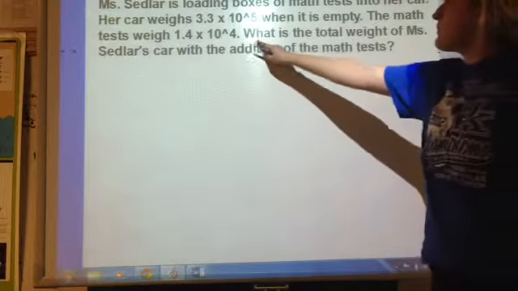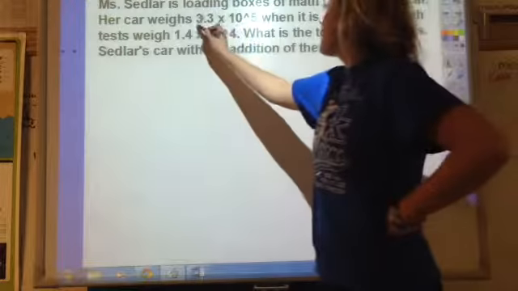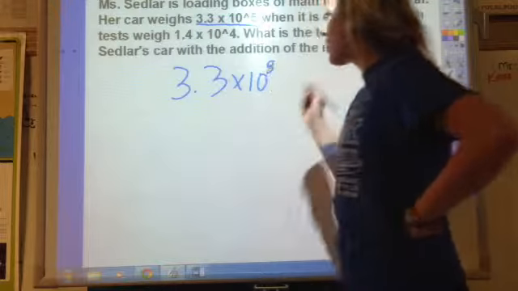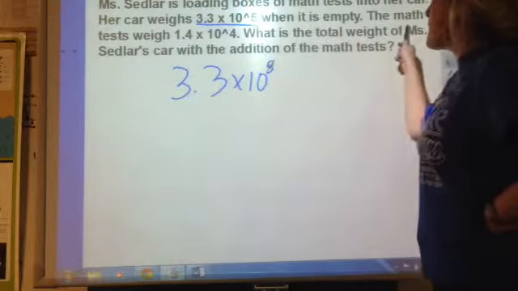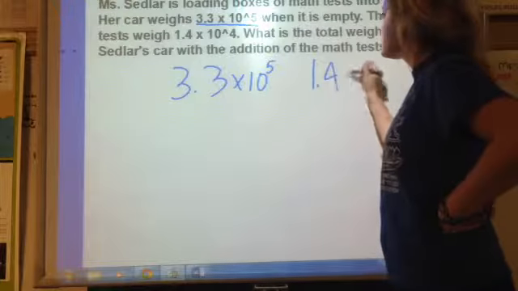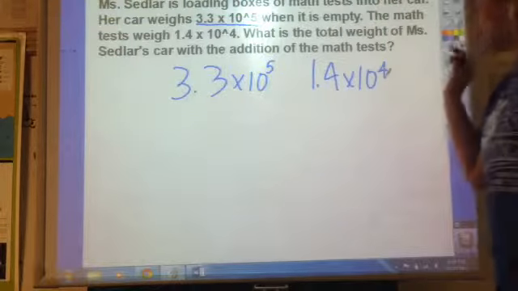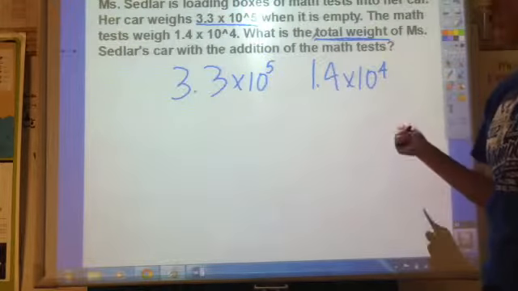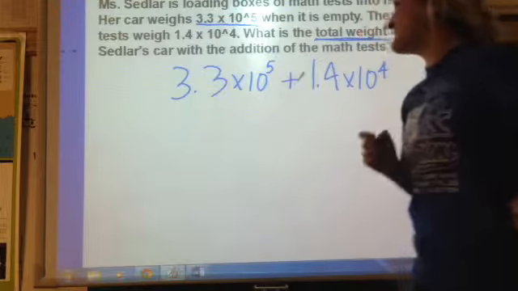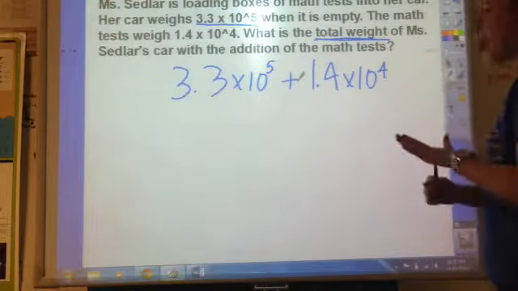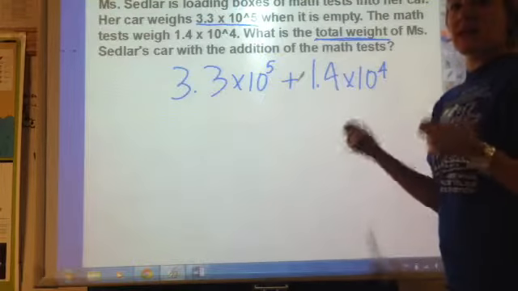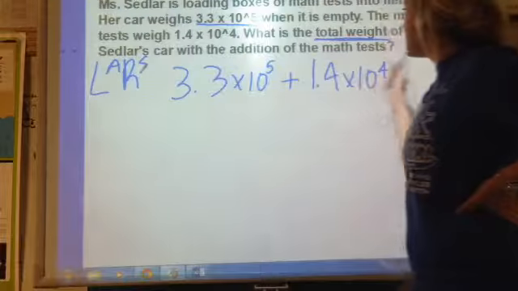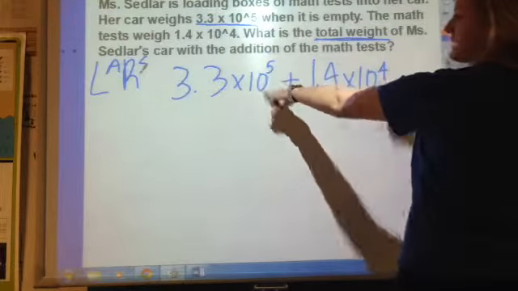Well, if I go through and read this again, I see that her initial weight is 3.3 times 10 to the 5th. That's how much her car weighs without the tests. And I know that the math tests weigh 1.4 times 10 to the 4th. And I want to know what the total weight of Ms. Sudler's car is with the math tests on board, which tells me that this operation is going to be addition. Now, when I add in scientific notation, I do care about my exponents. So I have to remember my good friend Lars. I look immediately and I see that my exponents are not the same. So I'm going to have to make them the same.